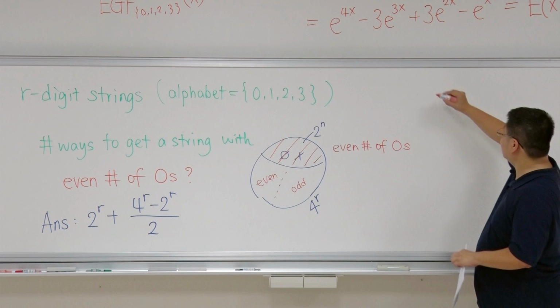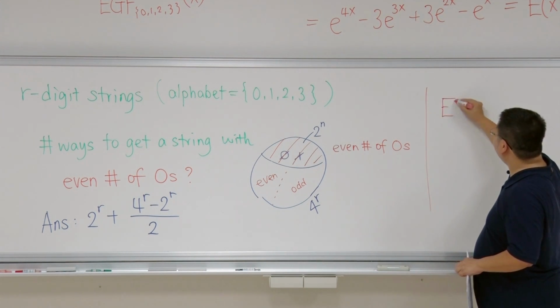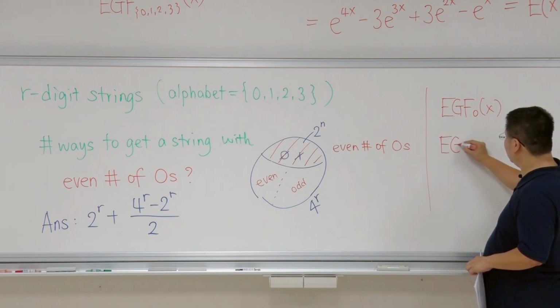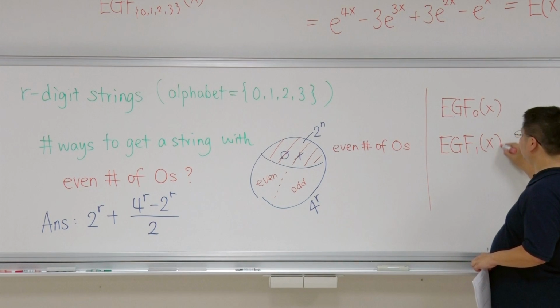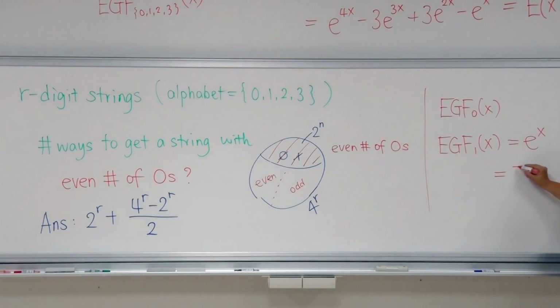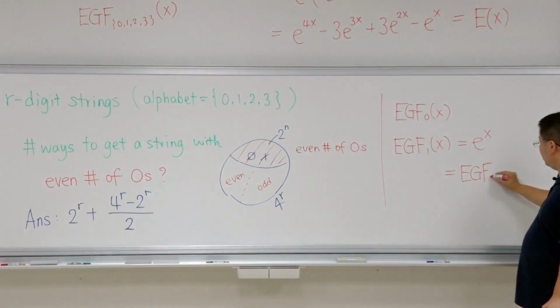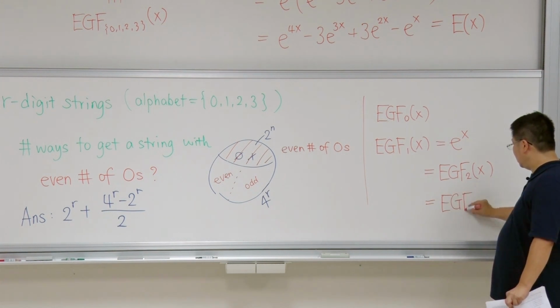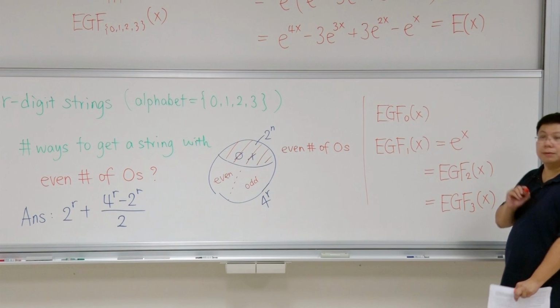So this one, we want to get the EGF for 0, EGF for 1, EGF for 2, and for 3, and then multiply them together. Okay, EGF for 1 is easy. There is no restriction about how many ones we can choose, so it is e to the power x. This is the same as the EGF of 2, and this is also equal to the EGF for 3. Is that okay?